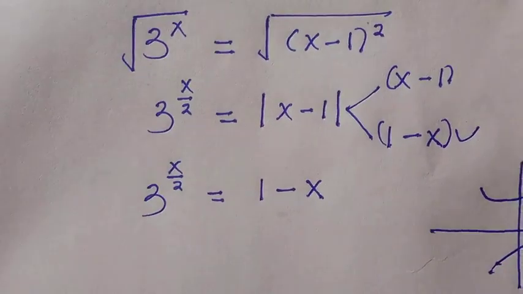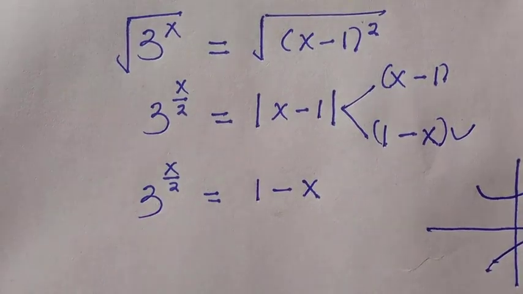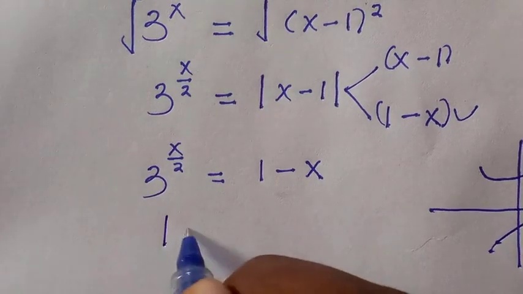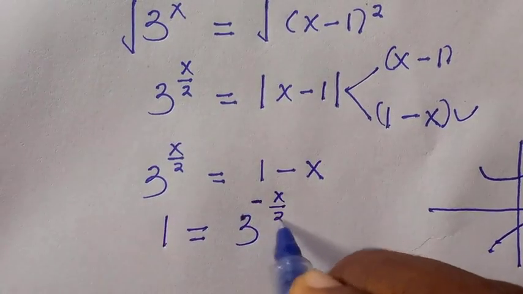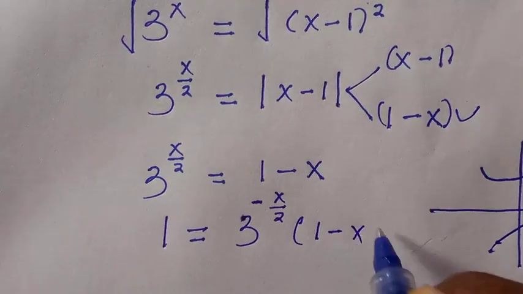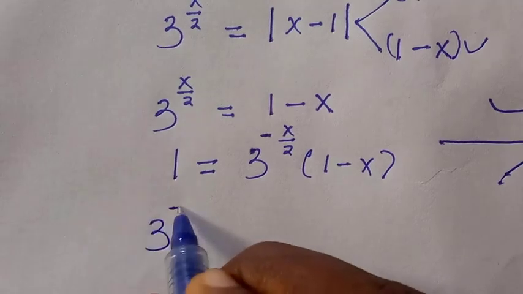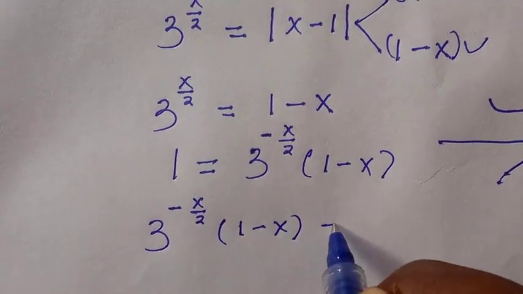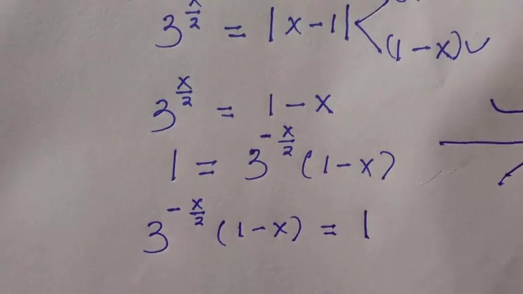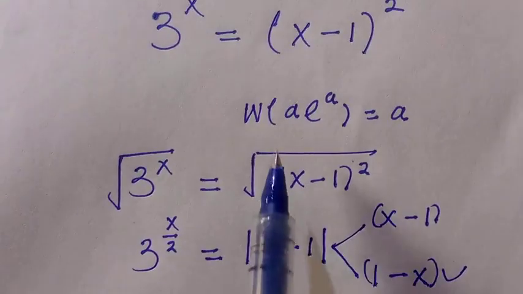So let's now see the value that is satisfying this problem. By dividing both sides by 3 to the power of x over 2, we have 1 equals 3 to the power of minus x over 2 times (1 minus x). And by rewriting this equation, we have 3 to the power of minus x over 2 times (1 minus x) equals 1.